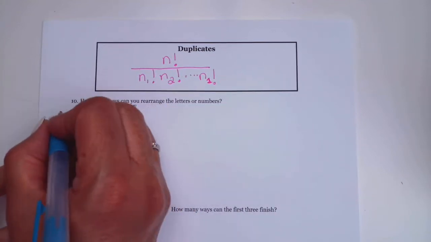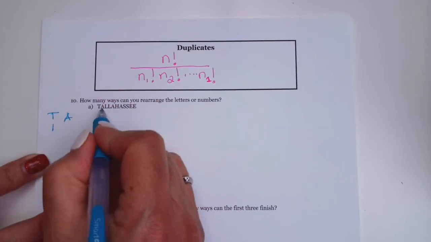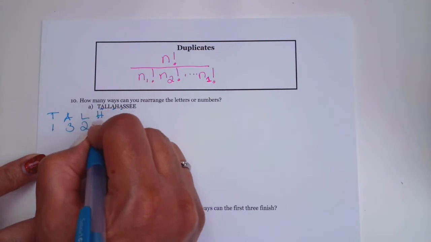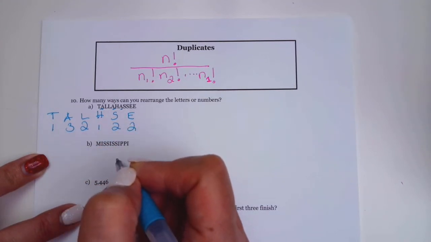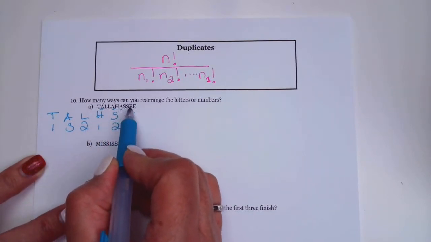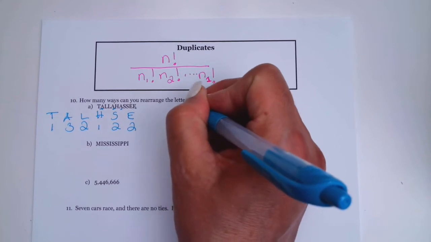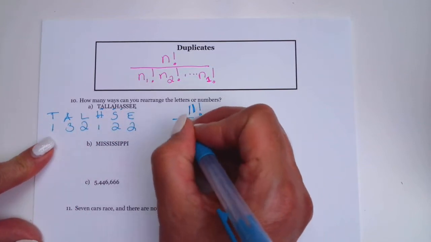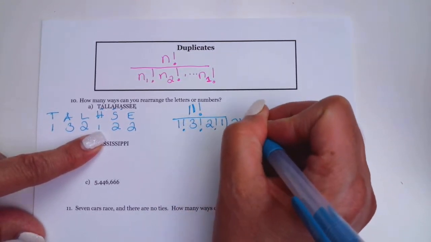So what do we have? We have the letter T, and that we have 1 time. We have the letter A, we've got 1, 2, and 3 letter A's. L, we have 2. H, we have 1. S, we have 2. And E, we have 2. Now, how many letters do we have altogether? 1, 2, 3, 4, 5, 6, 7, 8, 9, 10, 11. We have 11 altogether. So we're going to do 11 factorial notation divided by the factorial notation of all of these: 1, 3, 2, 1, 2, and 2.